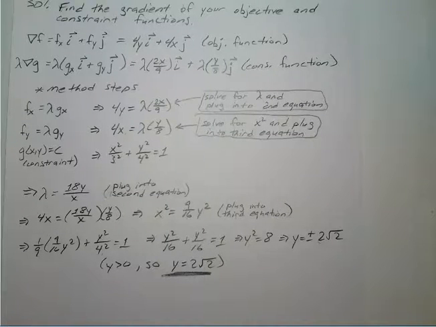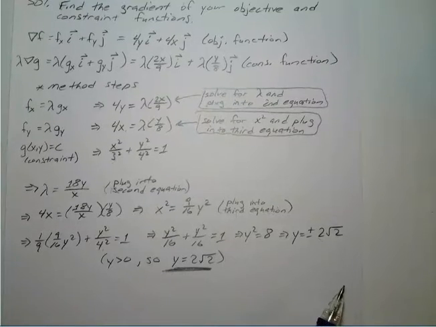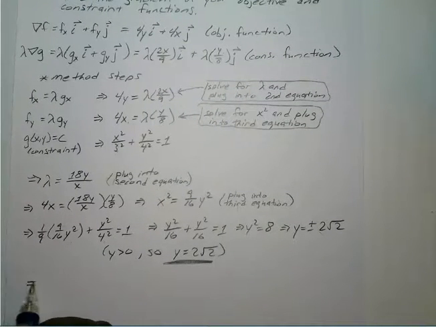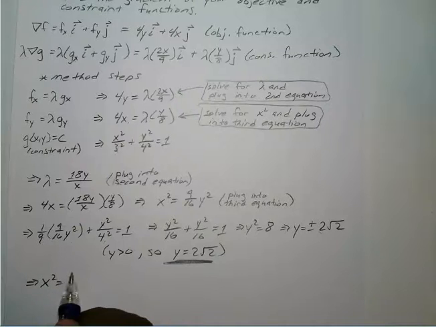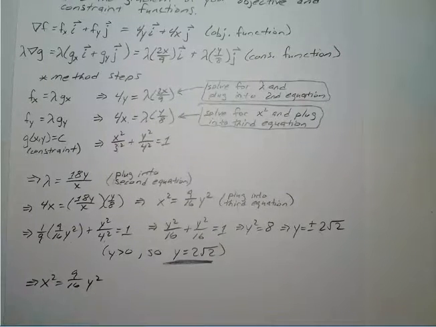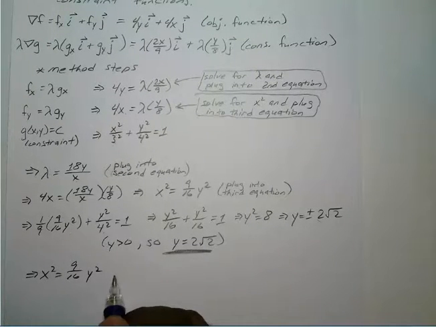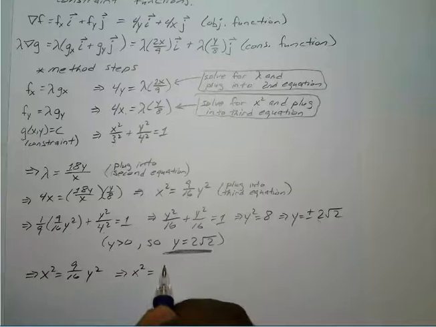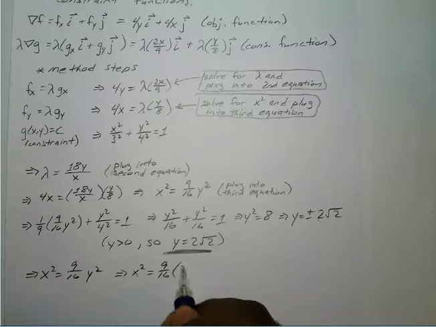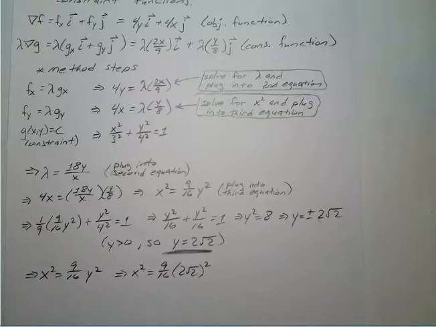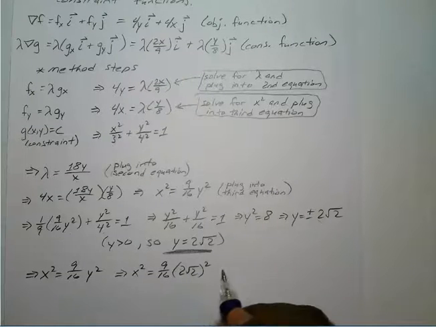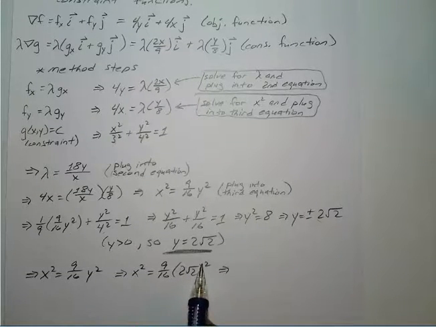All right, so now we just solve for x. We already know that x squared is equal to 9 over 16 y squared. So plugging in our y value, x squared is equal to 9 over 16 times 2 square root of 2, squared. So you have 4 times 2, which is 8. That gives us x squared equals 9 over 2.